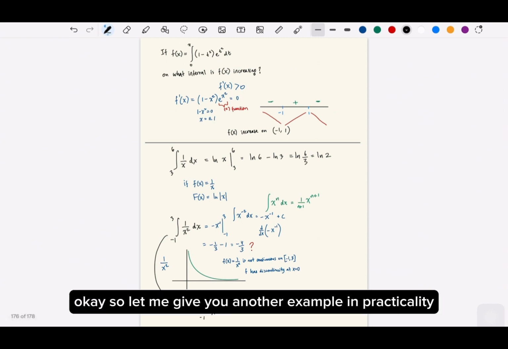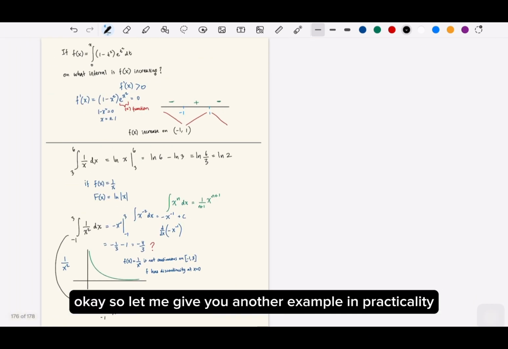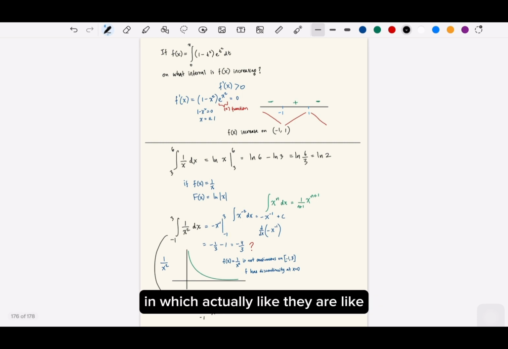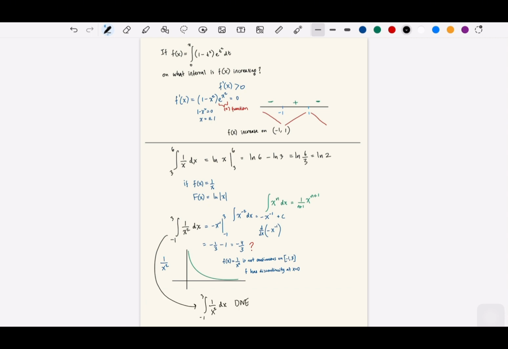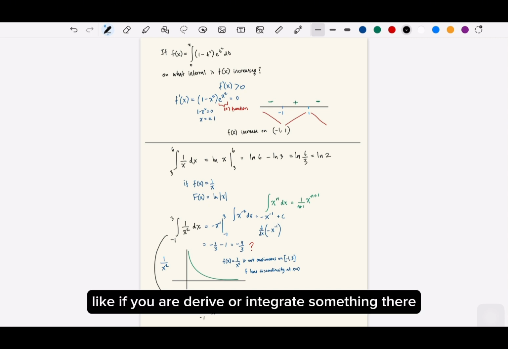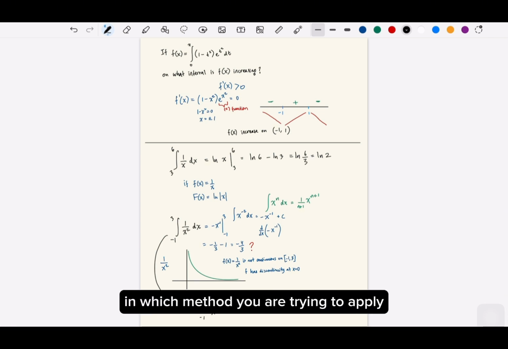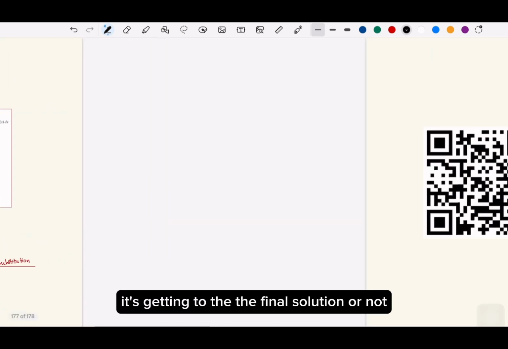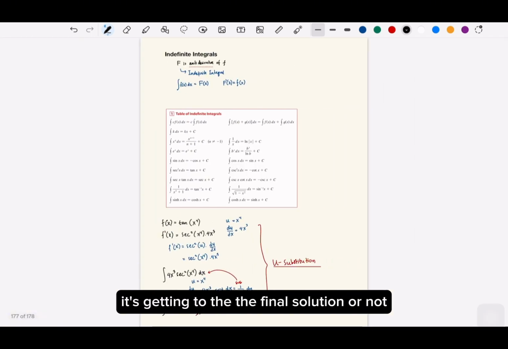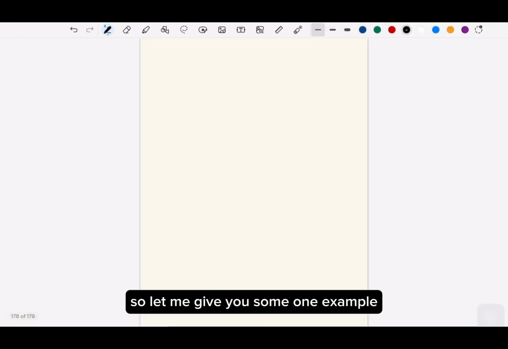Okay. So let me give you another example in practicality. In math or in calculus generally, if you derive or integrate something, there are no limits on which method you are trying to apply. It can actually be limitless. You can try other possible ways and guess whether it's getting to the final solution or not. So let me give you one example.